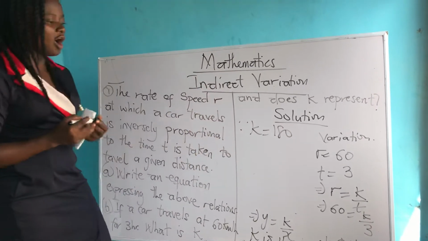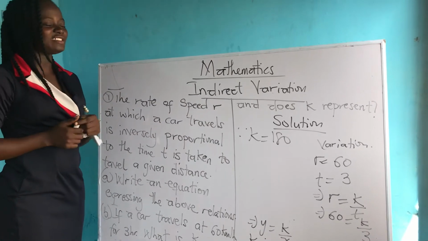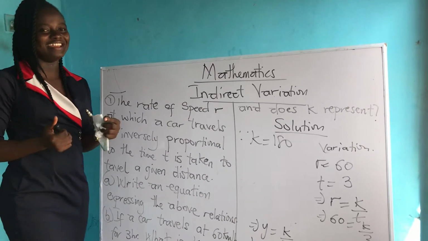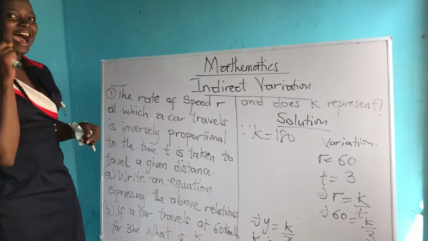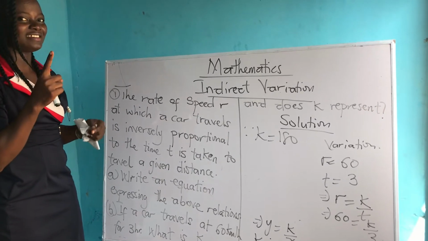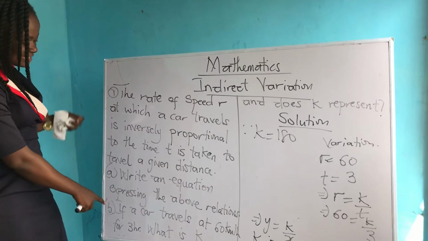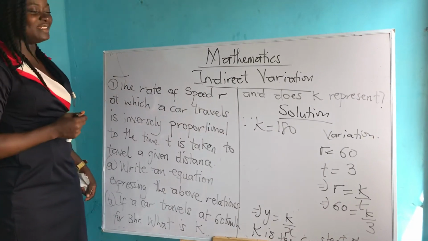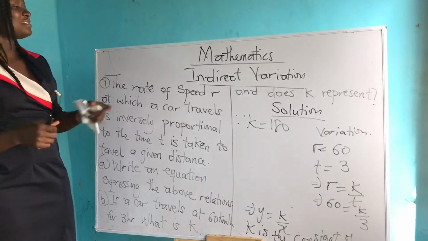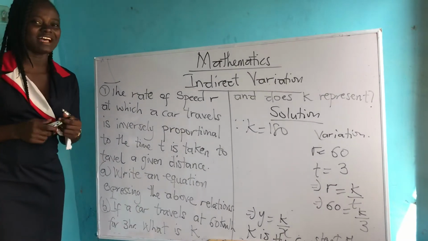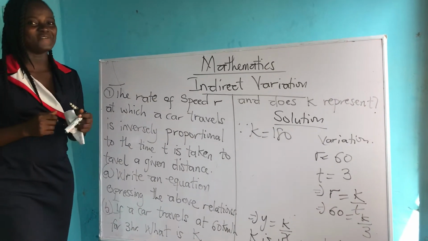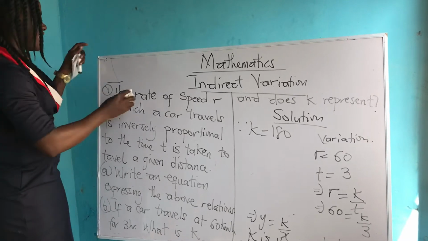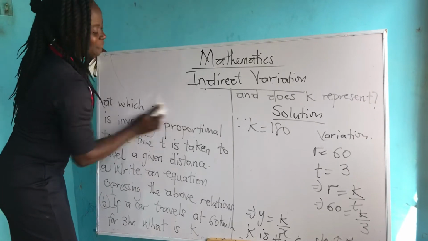So therefore, our K is 180, which is our distance. Don't forget, it asked what is K, and the K is 180, which is distance. So that brings us to the end of this class. I have some nice questions for you, so you do them at home.